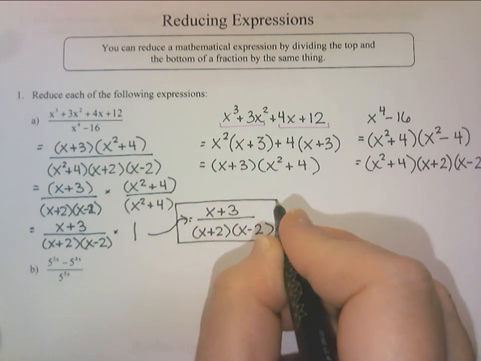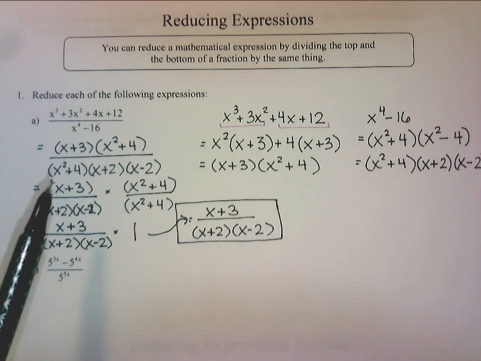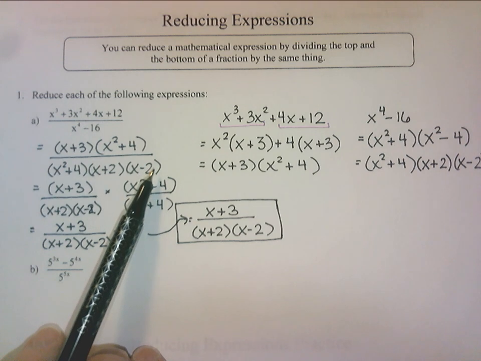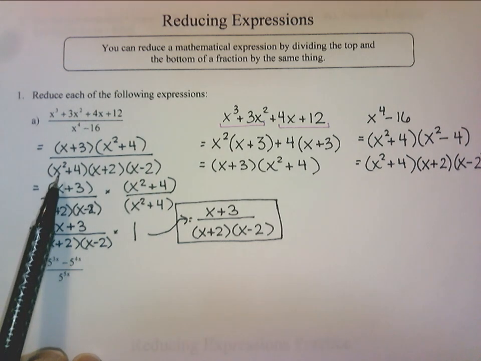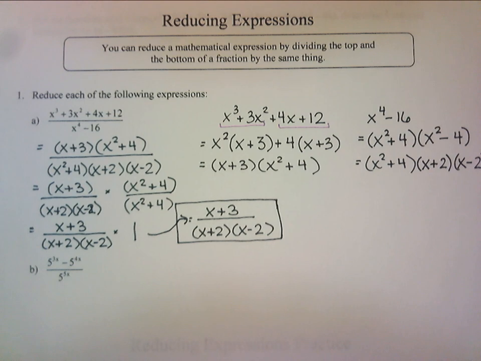Now it didn't ask for restrictions. We could put them in if you really wanted to. Things that could not go in our denominator would be -2, +2, and then if I set this equal to 0, I don't actually get an answer that works out. So it's really just +2 and -2 if you wanted to do the restrictions.